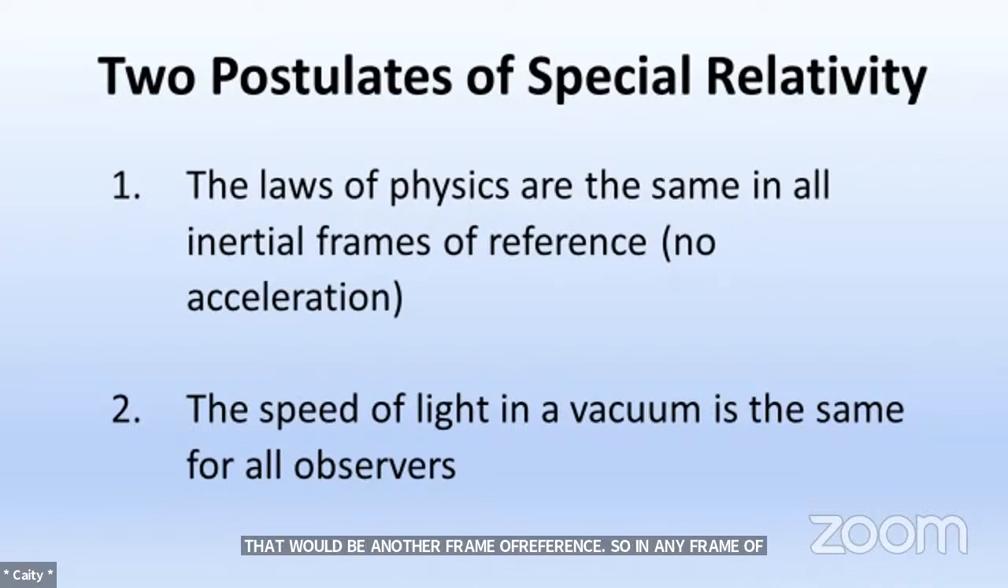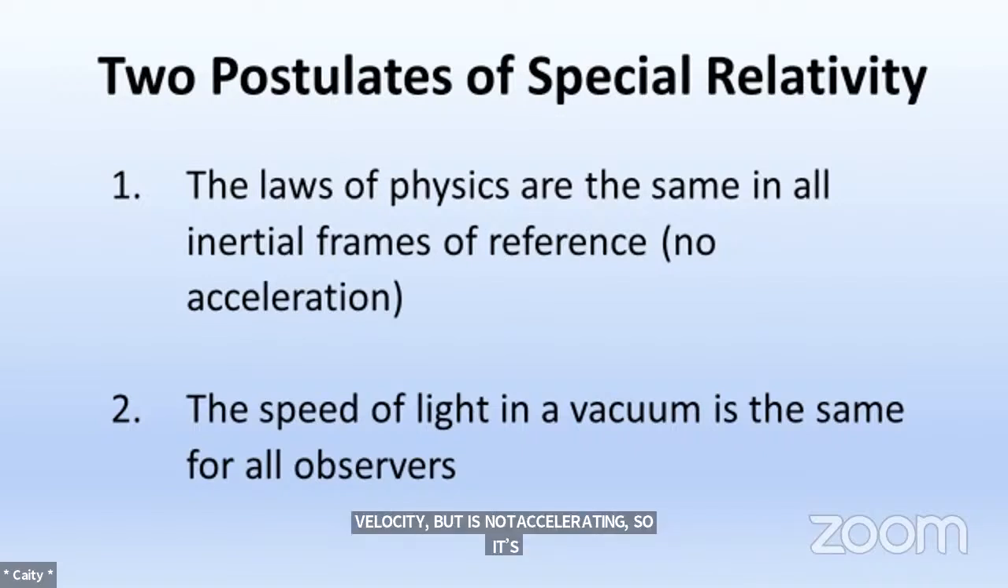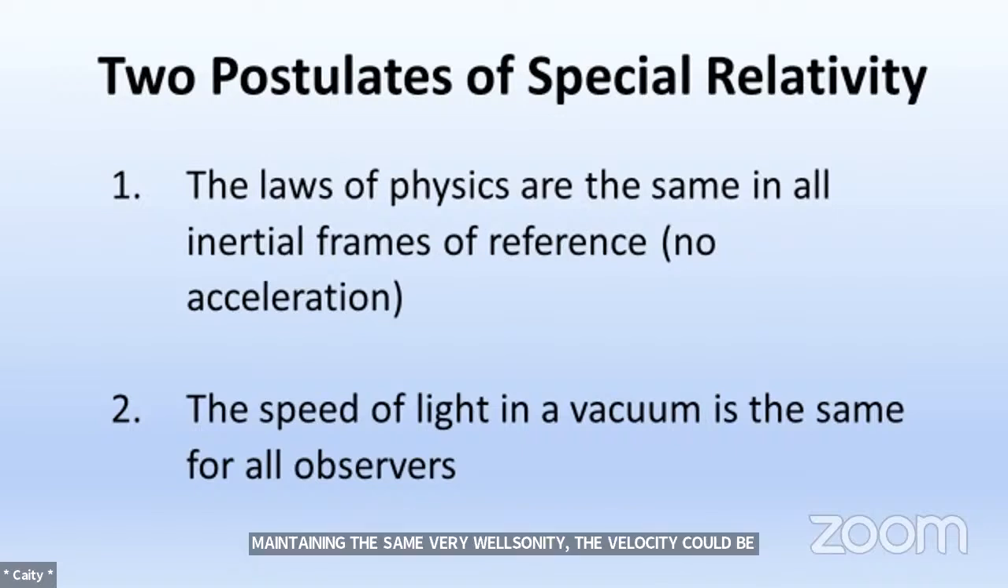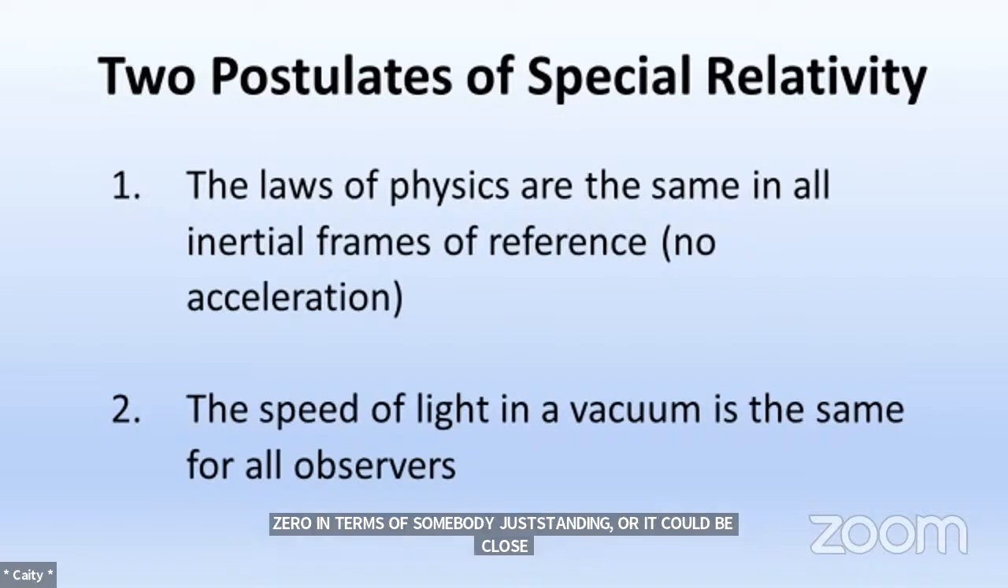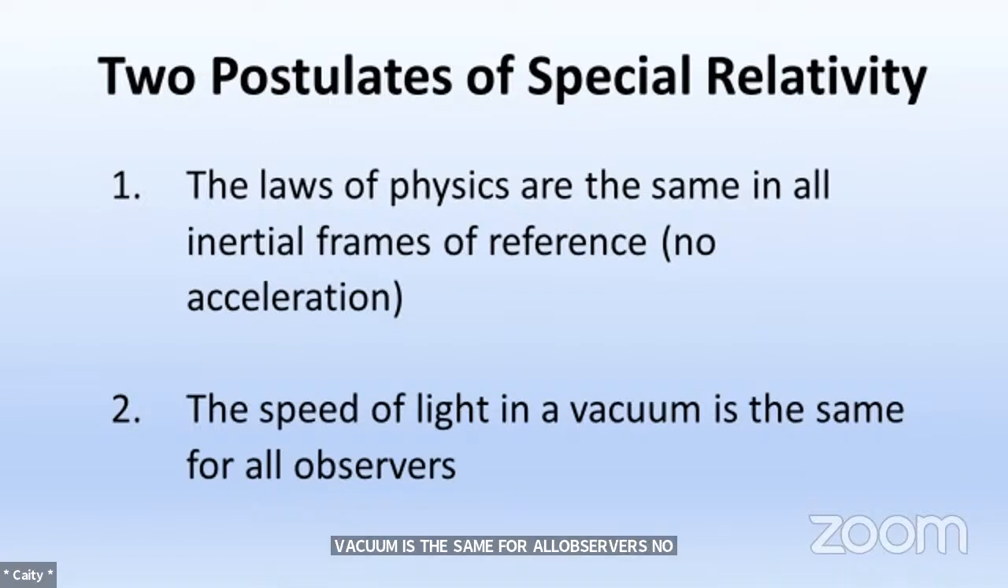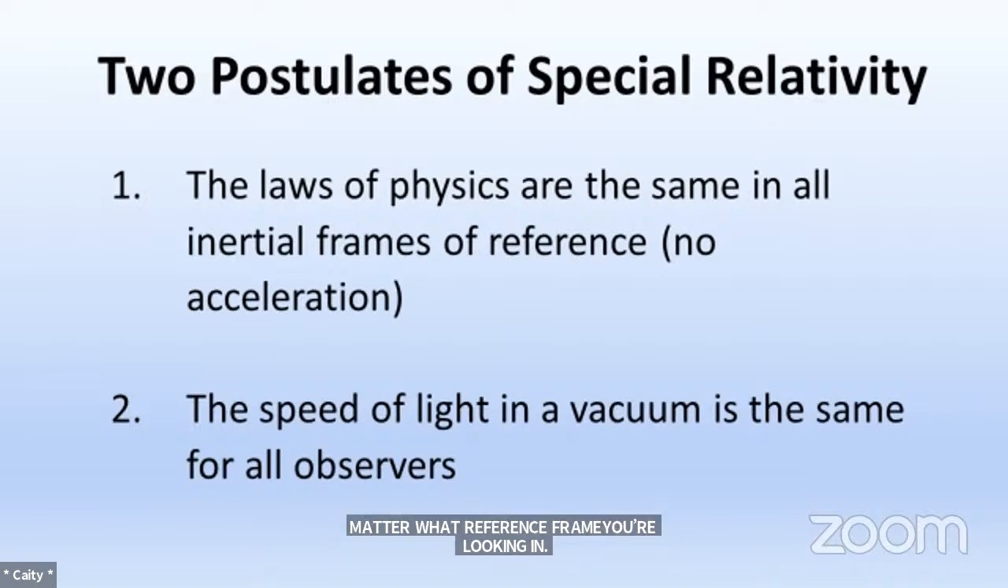it's maintaining the same velocity. The velocity could be zero, in terms of somebody just standing, or it could be close to the speed of light. Just as long as it doesn't change, there's no acceleration happening. The second thing you have to assume is that the speed of light in a vacuum is the same for all observers, no matter what reference frame you're looking in. This has been proven to be true. So the speed of light is constant.